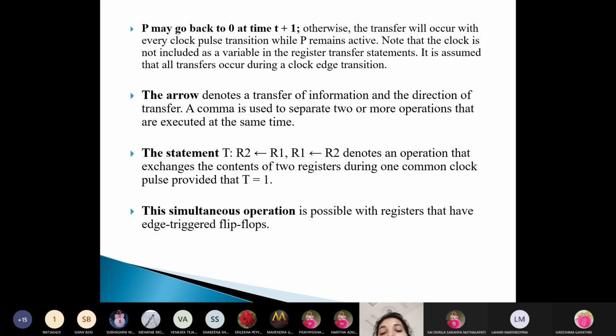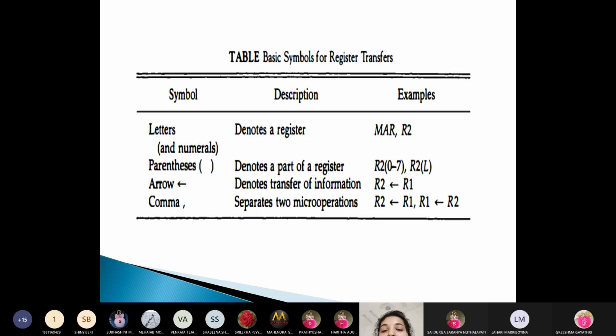It denotes the operation. So the statement R2 arrow R1, R1 arrow R2 denotes the operation of exchanging the contents of the 2 registers during 1 clock pulse, provided that T is equal to 1. The simultaneous operations are possible with registers that have edge-triggered flip-flops. Okay, so we have this in the flip-flop. This is the table. So in this table it will be denoted here.